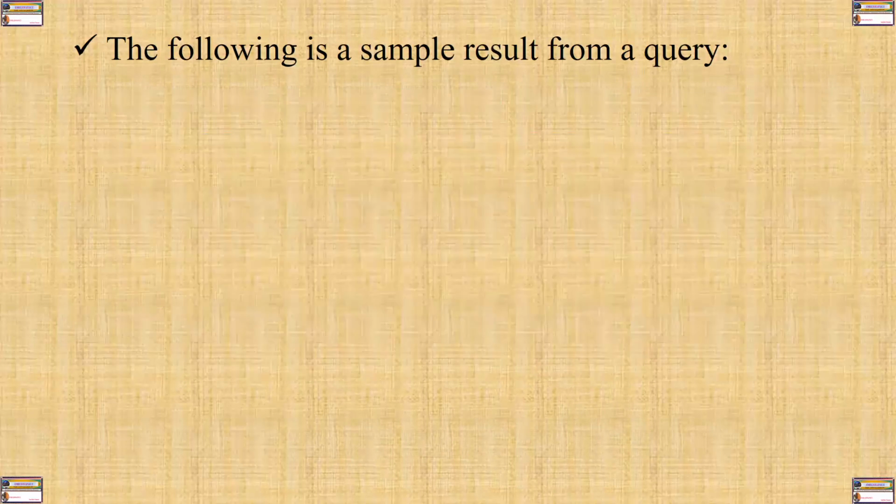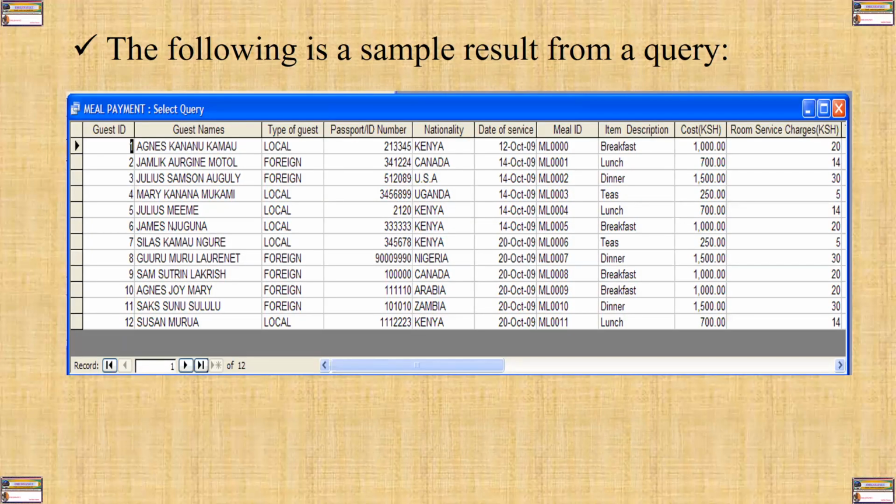So this is a sample of a query. It is called Meal Payment Select Query. It indicates the guest names, the type of guest they are, the ID numbers, where they come from, the day they were served, the meal ID, the name of the meal they got, the amount they paid for that meal, and the type of service charge that was administered. For example, room service charge.